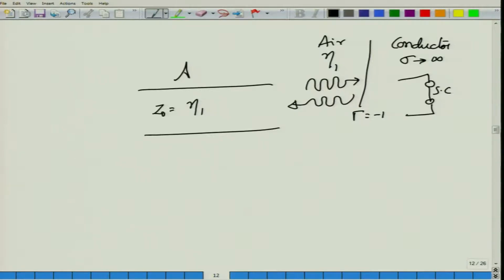So, medium 1, which is air, can be considered as a uniform lossless transmission line, and then terminated, when you consider a perfect conductor, at its load. You can consider the conducting material as its load, and the impedance of that perfect conducting material is a short circuit. Now, does it also make sense?